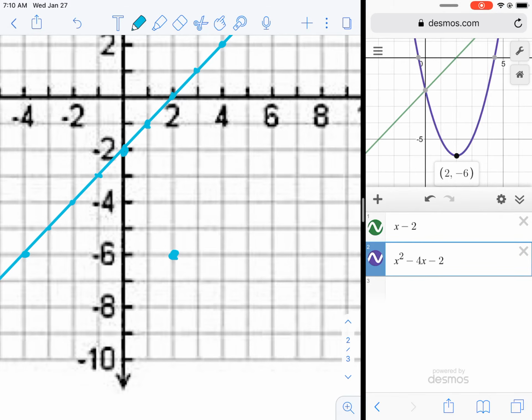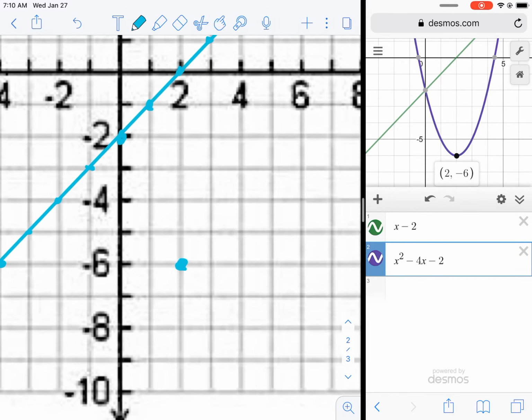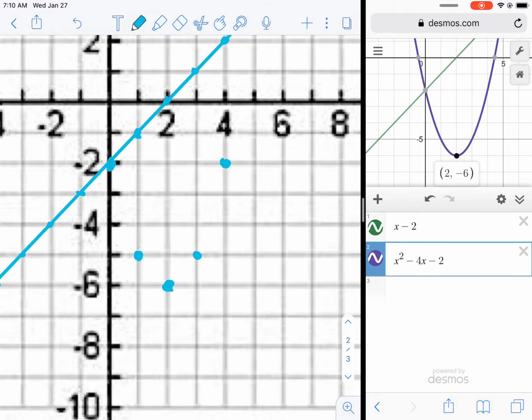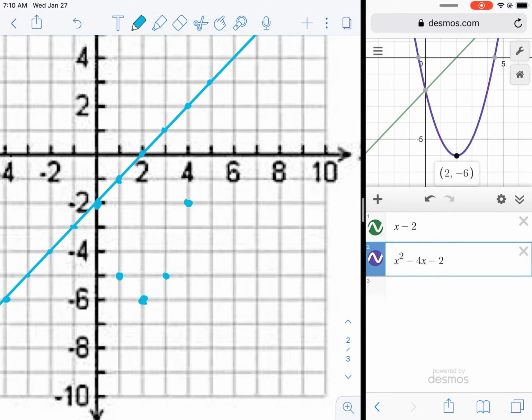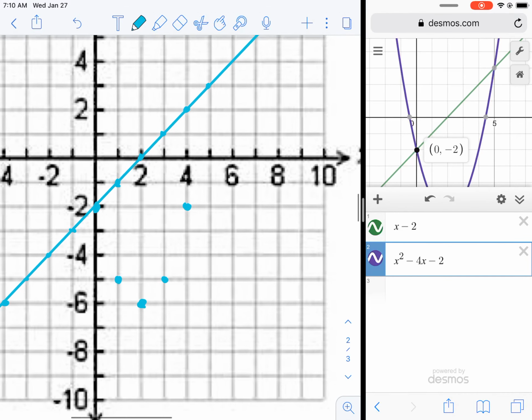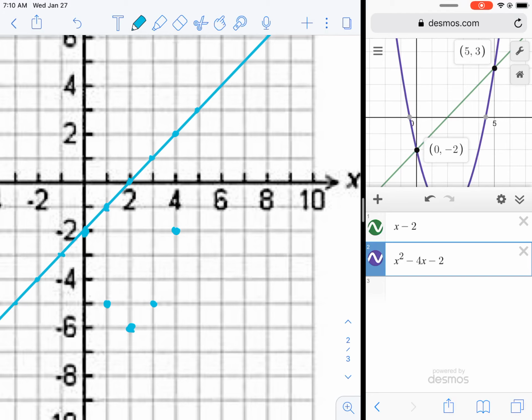And then you can look for other points, but if you remember, when it has an a value of 1, it goes up 1 on either side. And then if you go over another one, it goes up 4. So we've got 1 right there, and we've got 1 right there. So this one actually looks like it intersects right there at 0, negative 2. And then there's another intersection point up there at 5, 3. So that's this point right here.